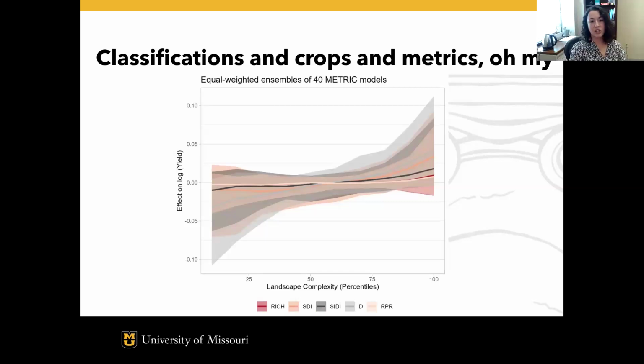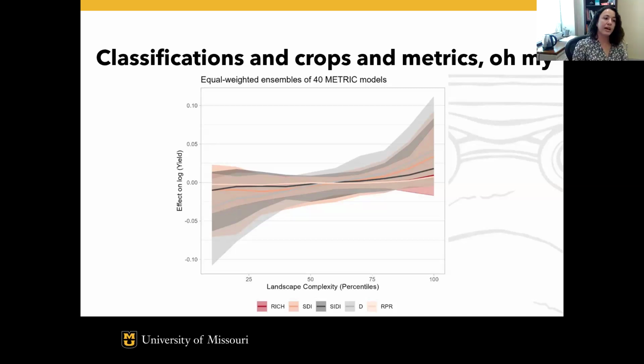And then this is splitting it out to look across the different metrics. So again, we have a whole lot of overlap across some of these distributions for the different types of metrics. One thing I'll point out here is that these 2 lines that are flat are richness and RPR, which is relative percent richness. Both of these are based almost entirely on just the number of unique crops in a county. And these are both not just flat, but they have very wide confidence bands. So there's something different going on with those.